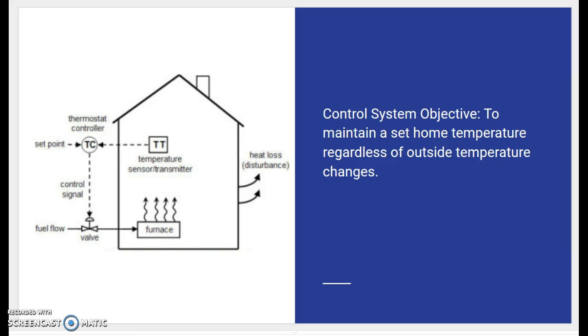When it comes to home heating systems, they can be considered as a process control system. The purpose of this particular system is to maintain a set home temperature regardless of outside temperature changes or heat loss through the walls and windows.